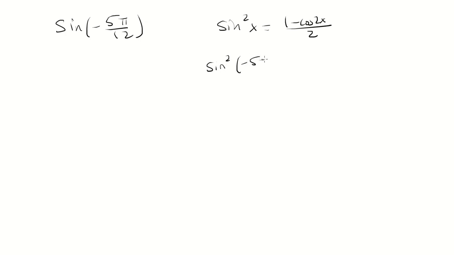Evaluate sine of negative 5 pi over 12. We're going to do this by using the identity sine squared x is equal to 1 minus cosine 2x all over 2. So let's plug in x equals negative pi over 12, or 5 pi over 12.